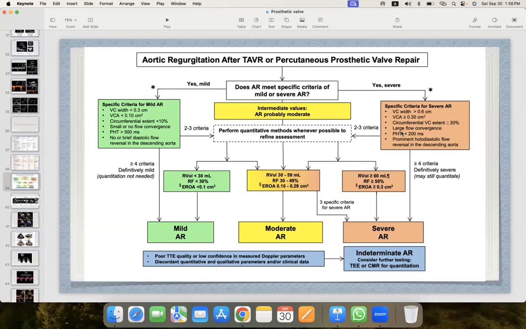So if you have four criteria, then you can say that the patient has severe aortic regurgitation. And then you don't even need to go through the quantitative, but of course you can do the quantitative if there is any doubt. And as I mentioned, we do the quantitative based on the RVOT stroke volume, but of course this assumes that the patient does not have pulmonary regurgitation. If the patient has pulmonary valve regurgitation, you cannot use the RVOT as your reference, but you can use the mitral valve as your reference if the patient doesn't have mitral valve regurgitation. So you can use either the RVOT or the mitral valve.